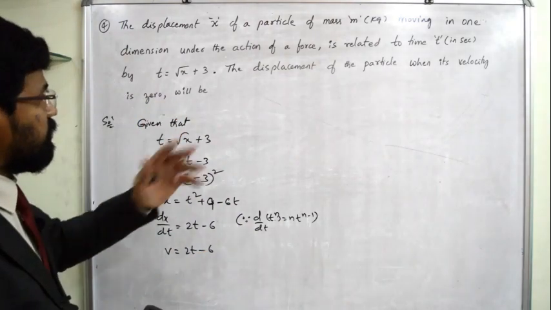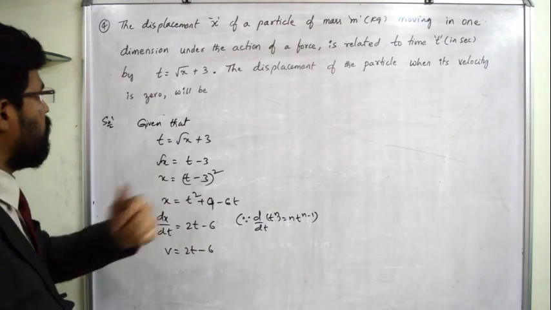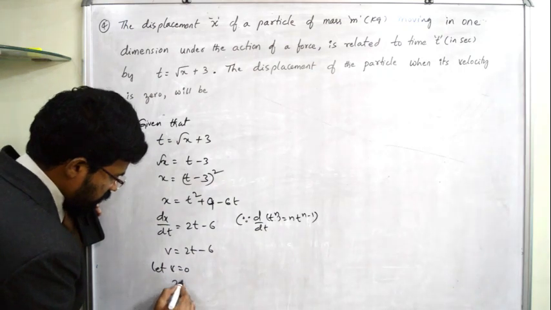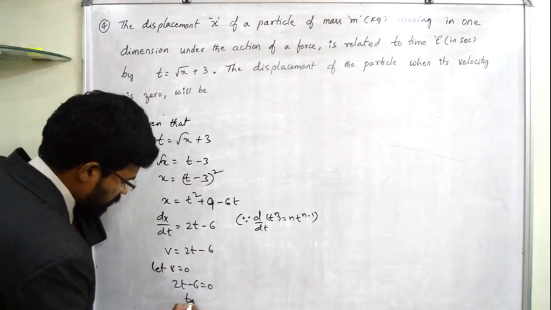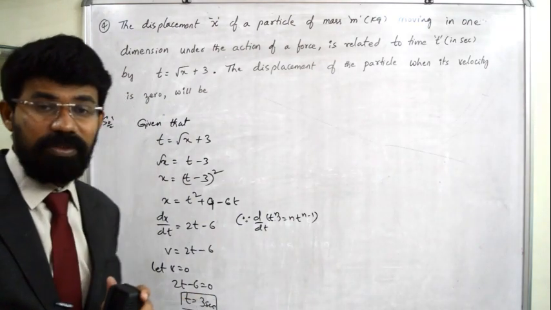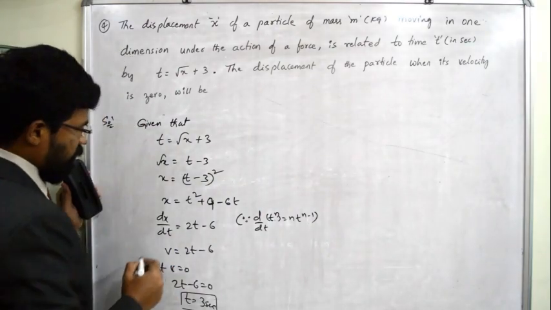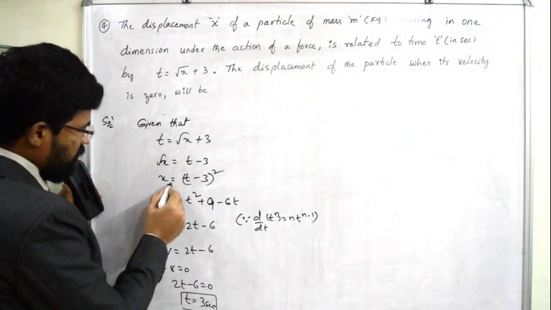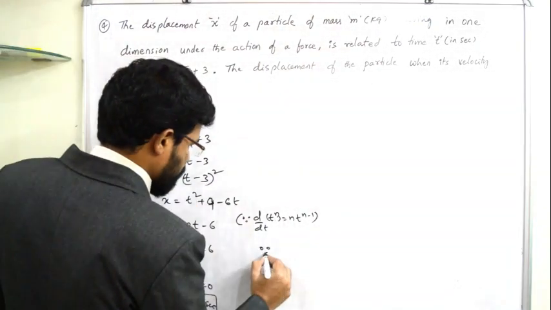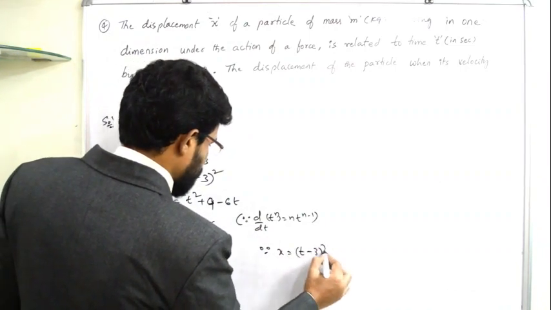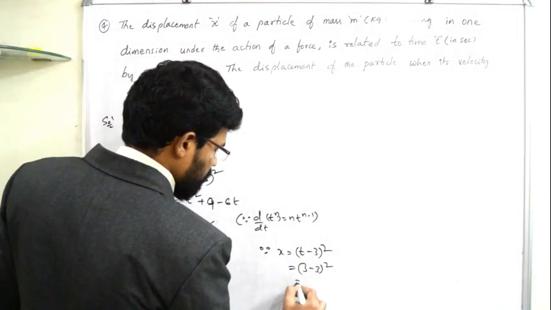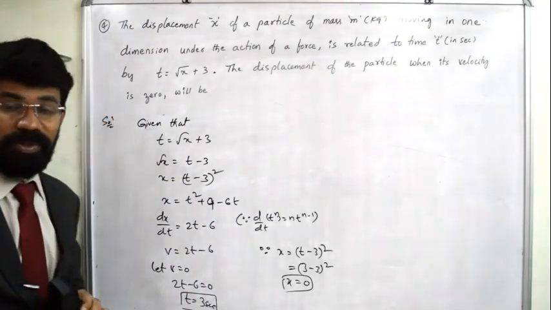So what condition is he talking about? He is talking about velocity becoming 0. At that time we have to find out the displacement. So let v equal to 0. If v equal to 0, 2t minus 6 equal to 0. Therefore t is equal to 6 by 2, which is 3. So after a time equal to 3 seconds, velocity is becoming 0. And now what is displacement here? Displacement is x equal to t minus 3 whole square, isn't it? So now I am going to replace t with 3. Since x equal to t minus 3 whole square, at t equal to 3 seconds, what is the displacement? It's 0. So the displacement of the object is 0.